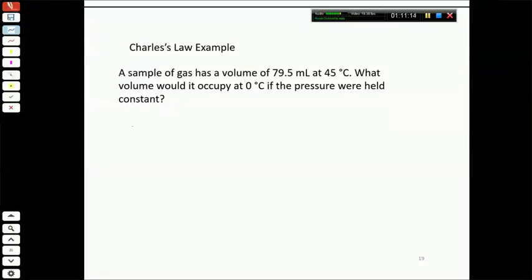So let's say we have a sample of gas that has a volume of 79.5 milliliters at 45 degrees Celsius. What volume would it occupy at 0 degrees Celsius if the pressure were held constant? Alright, so here we're changing volume and temperature, so that relationship is called Charles's law.